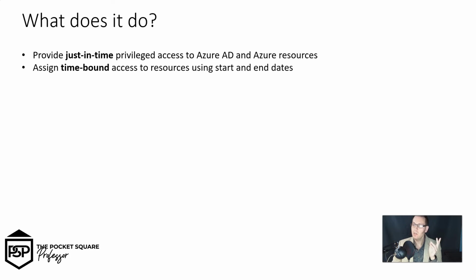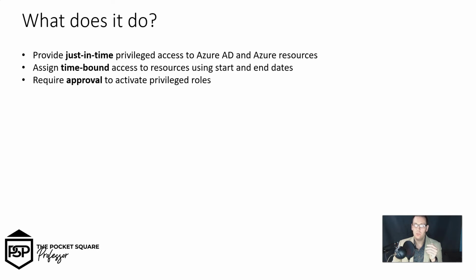That's the next piece. Assign time-bound access to resources using start and end dates. Now we can do time-bound based off of, okay, for 3 months you have the access to elevate yourself, but that's it. Or we can do perpetual. You always have the ability to elevate yourself, but you can only do it for 2 hours at a time.